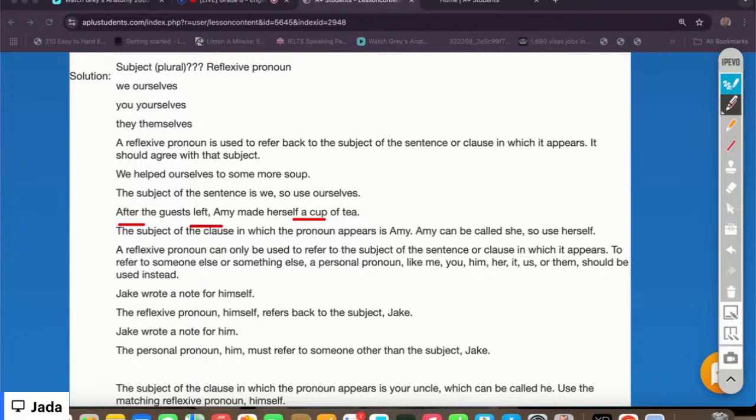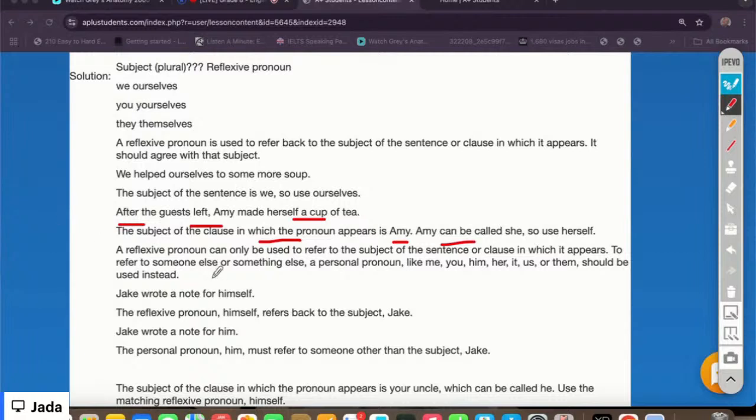The subject of the clause in which the pronoun appears is Ami. Ami can be called she. So if you're referring to Ami and you want to say, oh, she did this, it can be herself. Herself is a very suitable pronoun.